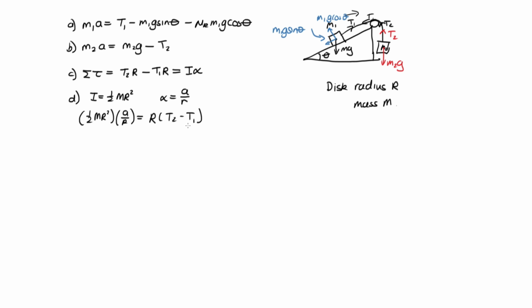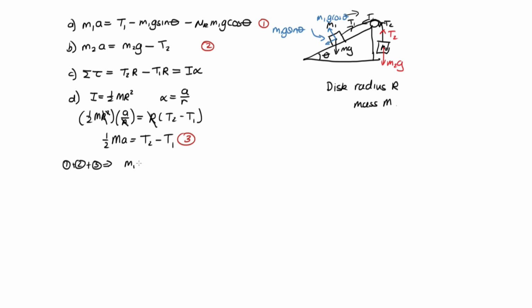Now we can cancel some r's. We've got an r squared here, which we can cancel with that r, and then we've got an r on both sides, which cancel each other out. So we end up with a half Ma is equal to T2 minus T1. And now we've got three equations, 1, 2, 3, which we can solve simultaneously in order to come up with our expression for a. So let's do 1 plus 2 plus 3.